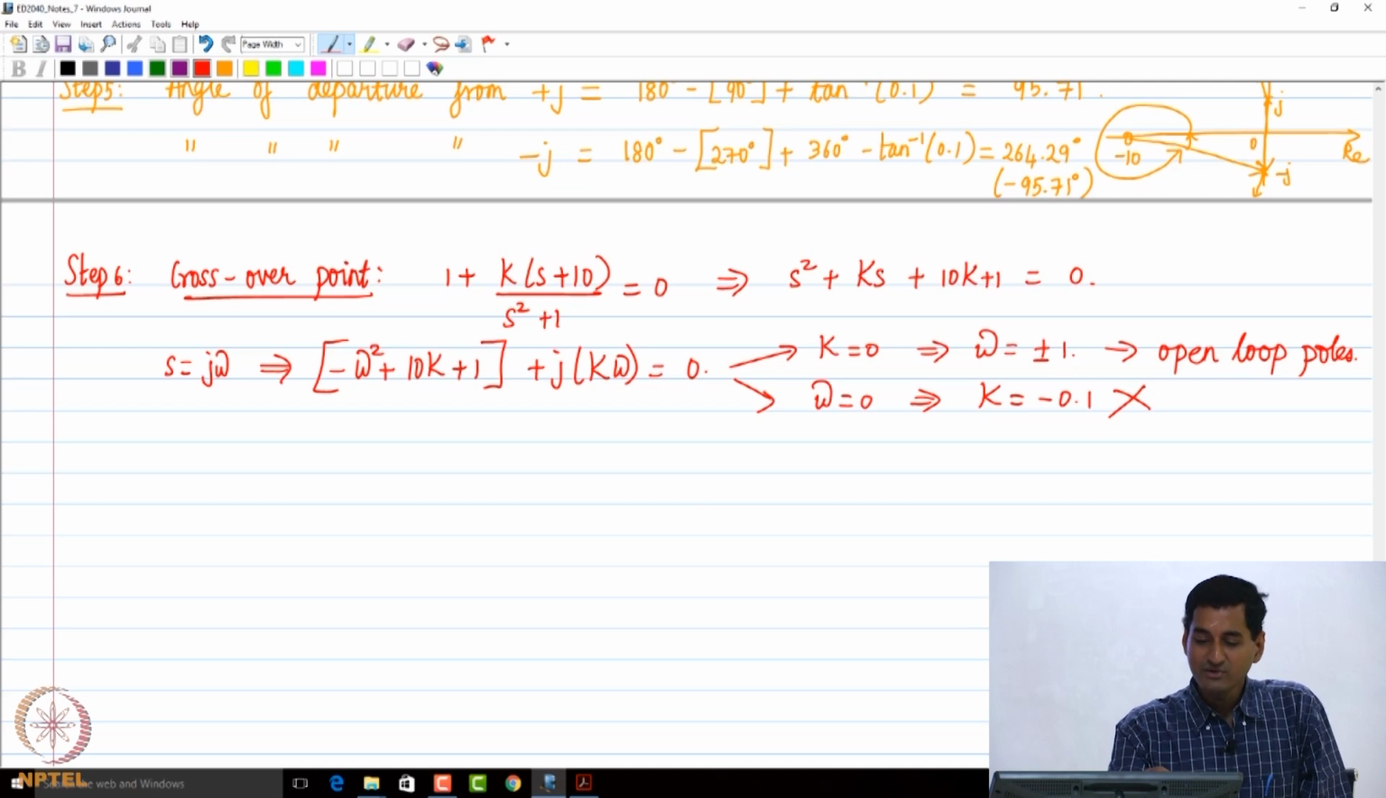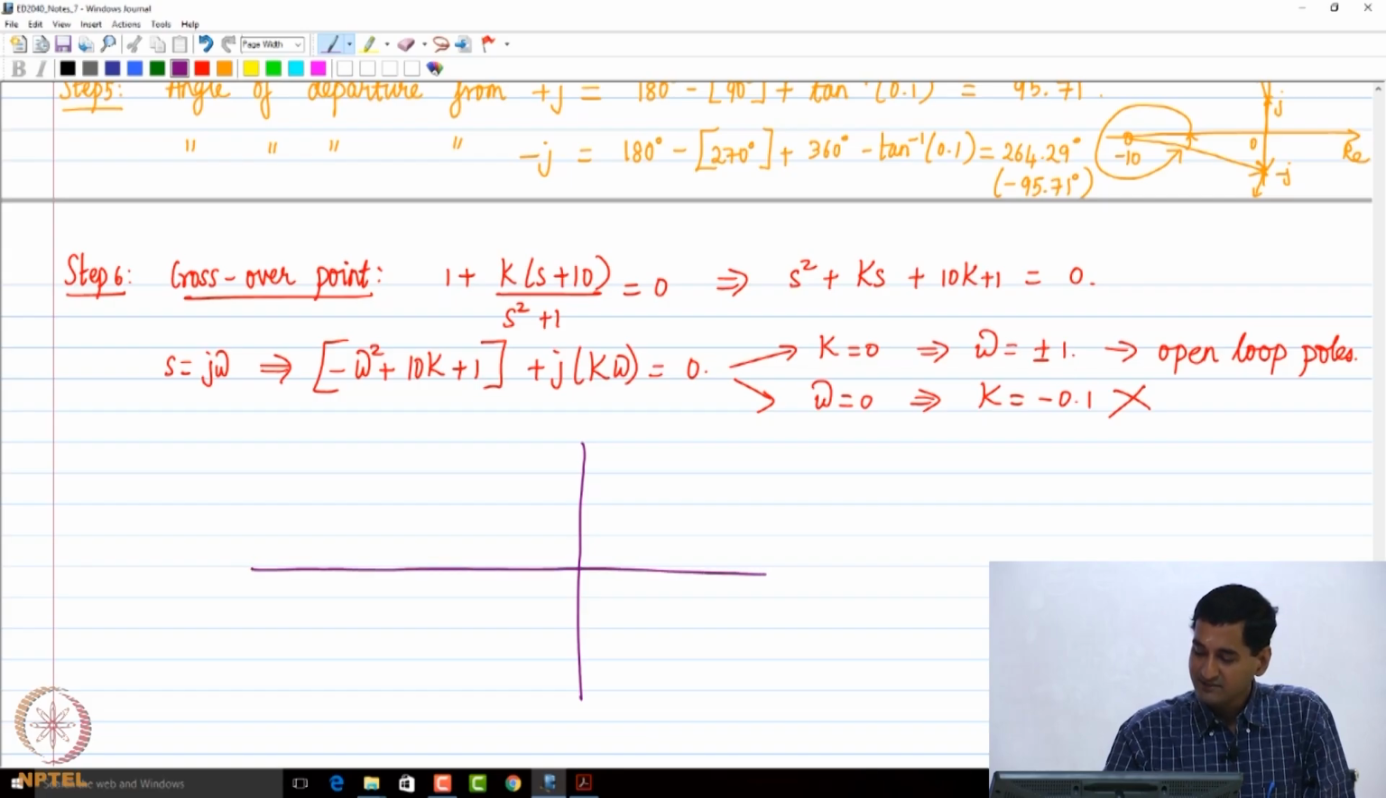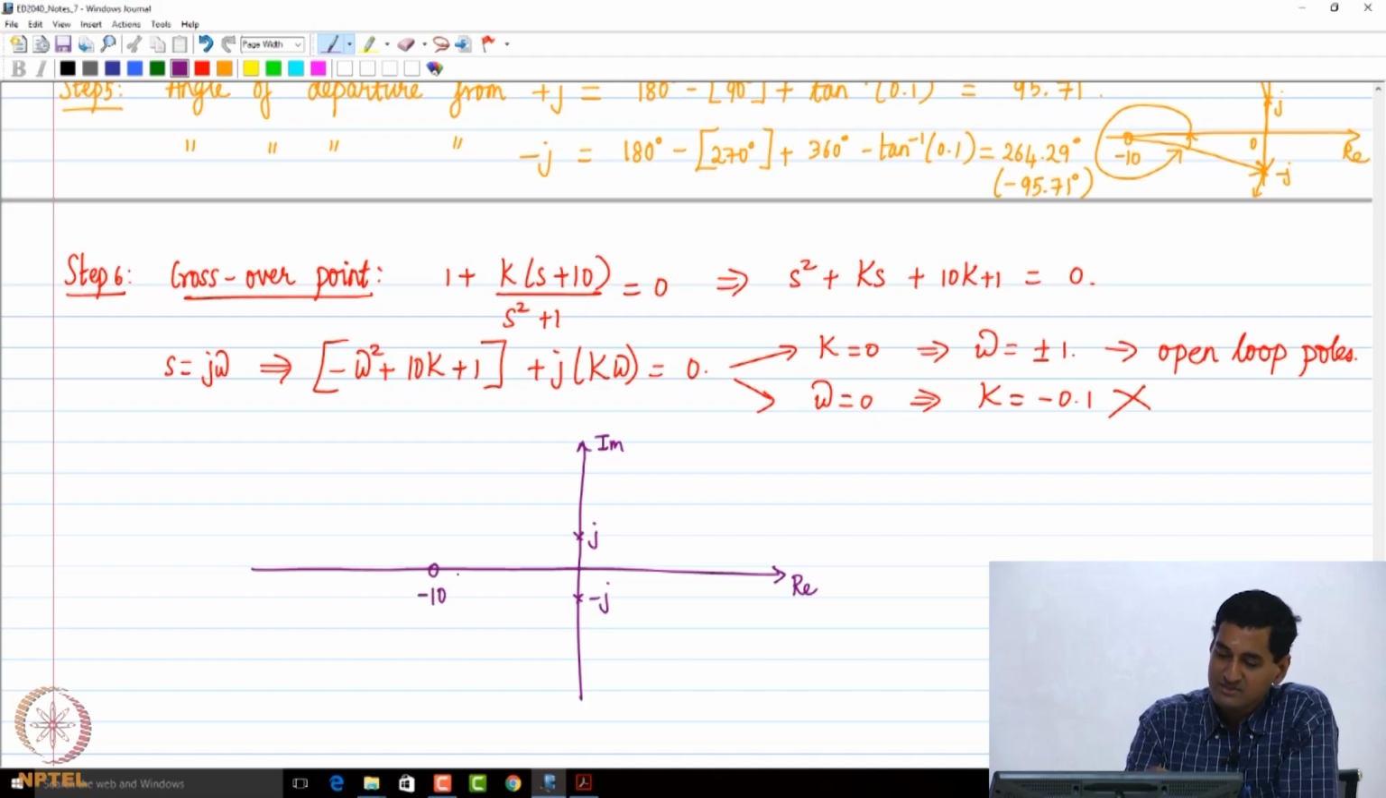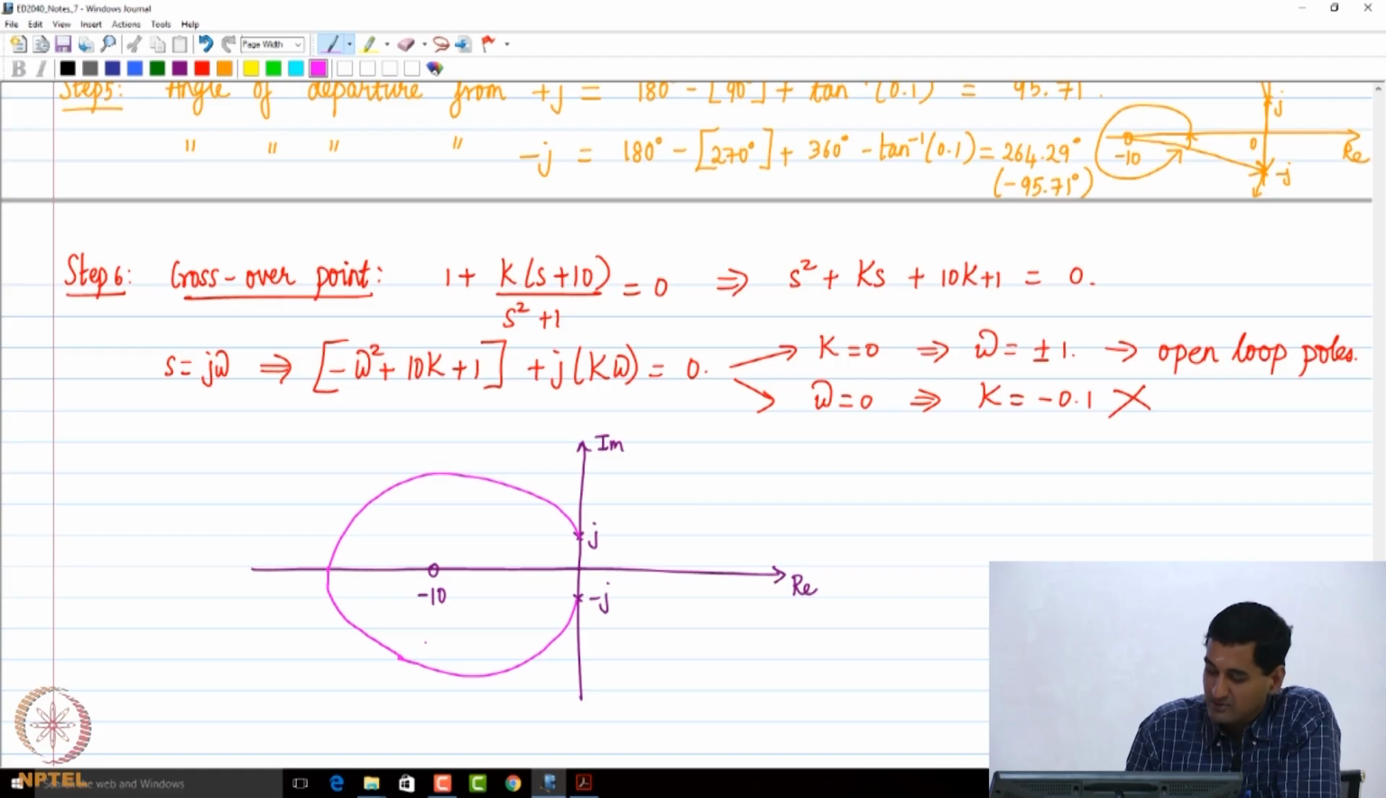So I will quickly draw the root locus. You can go back and think about how it came to this shape, and we will start our discussion from this point in the next class. Let me quickly finish that and then we will stop. The open loop poles are at plus j and minus j, and we have an open loop zero at minus 10. So the root locus is going to have two branches which come like this. Of course they are mirror images of each other.